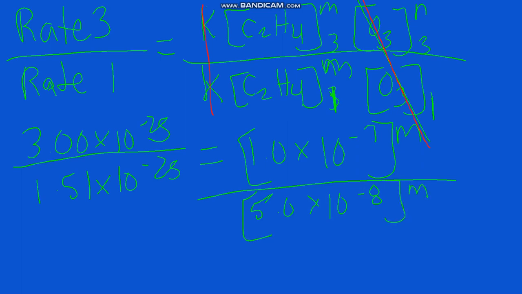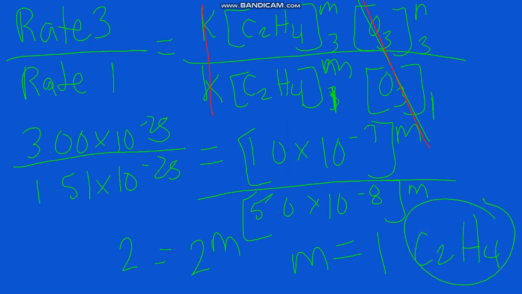So again, here we have 2 is equal to, and then if you divide 1 times 10 to the negative 7th divided by 5 times 10 to the negative 8th, you've really got almost like 1 divided by 0.5. So here we have 2 equals 2 to the m. So m is also equal to 1, which means that C2H4 is also first order. Okay, so hopefully so far so good on this.